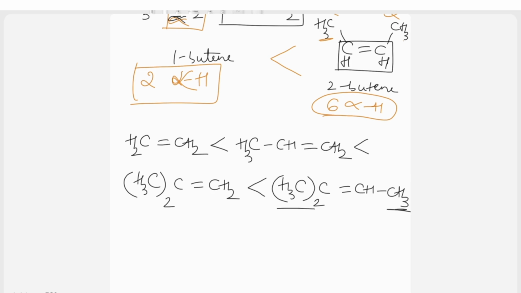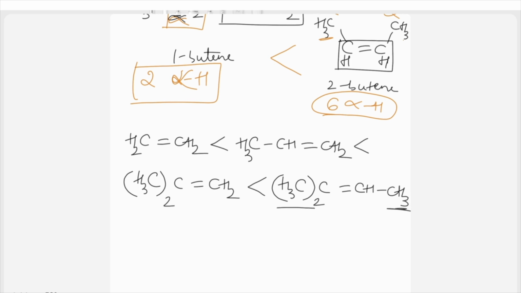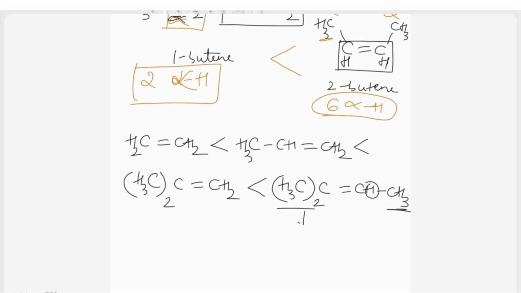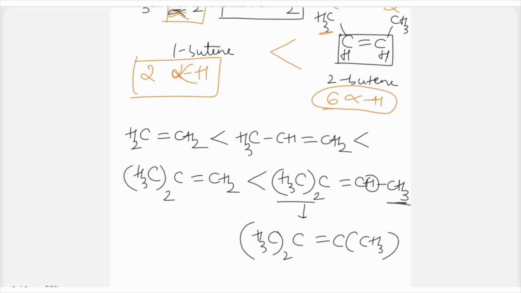Similarly we can replace this hydrogen also with one more methyl, and we get CH3 twice C double bond C CH3 twice. This is the increasing order of stability of alkenes with the increase in the number of alpha carbons. This is mainly supported by a factor, a phenomenon called hydrogenation values or heat of hydrogenation.